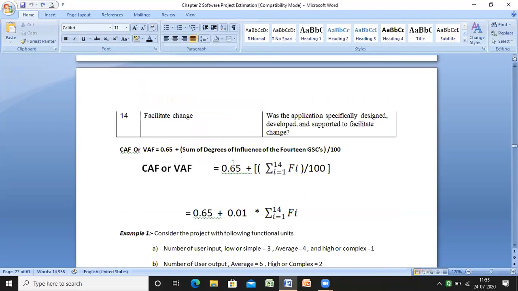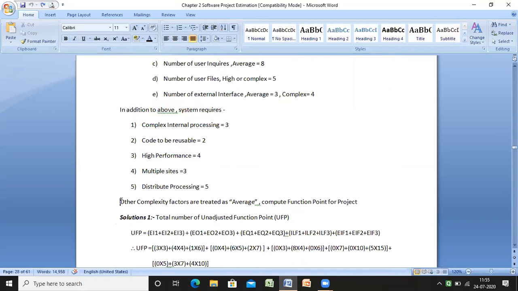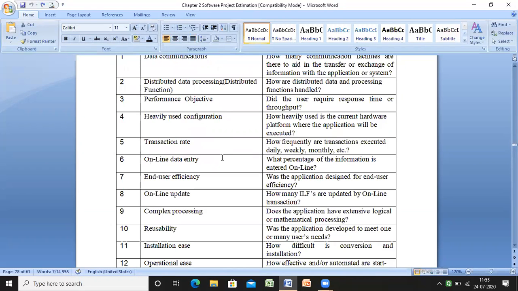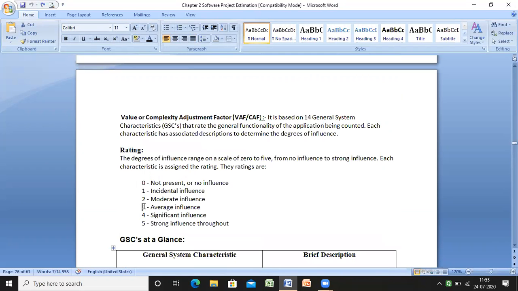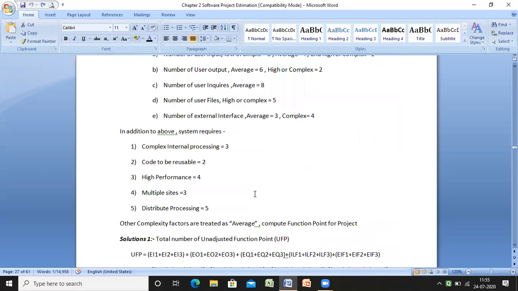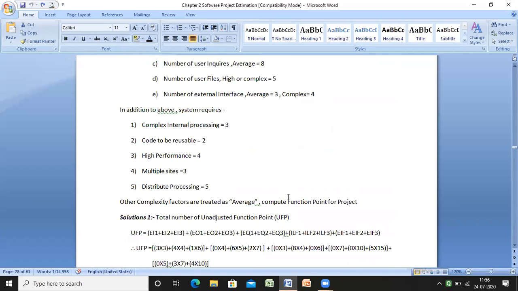Now, what they have mentioned in the question is that other complexity factors are treated as average. How many ratings are there? 5 ratings they already mentioned, like internal processing, reusable code, performance, and multiple sites. Other complexity factors are treated as average. What is the average value over here? It is 3. See how many ratings they have given? 5. Out of 14 general system characteristics, they have mentioned 5. 14 minus 5 equals 9. So the remaining 9 are treated as average.